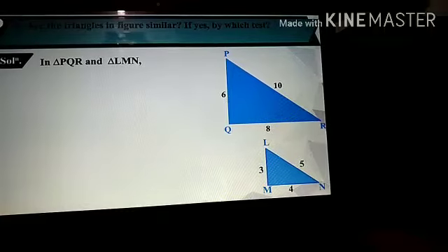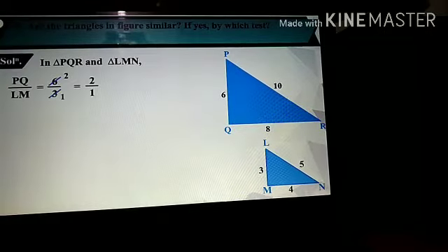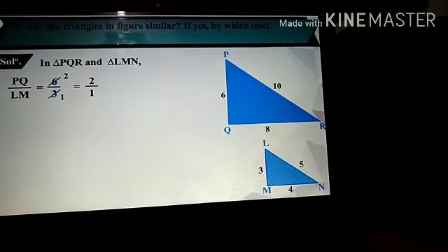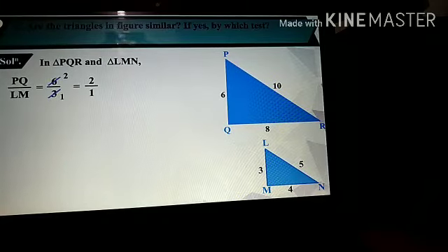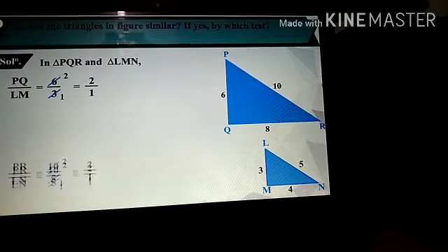Now let us take the ratio of the sides. So first ratio is PQ upon LM. PQ is 6, LM is 3. So 6 and 3 are divisible by 3 in the table. 6 divided by 3, answer is 2. 3 divided by 3, answer is 1. So ratio of PQ upon LM is 2 upon 1.